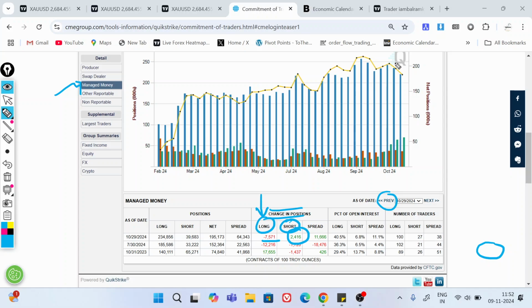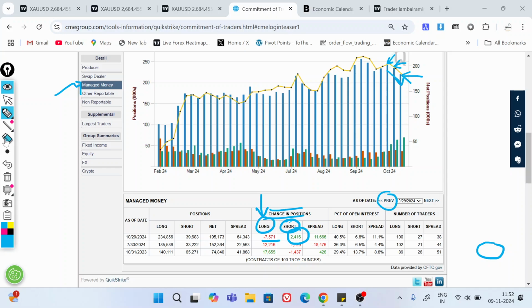And if we check the change in positions for the last 3 weeks on this chart, these blue bars are the net long positions of the managed money. You can see that in the previous 3 weeks they continuously decreased their long positions, which is not a good sign for bulls for the short period as of now.